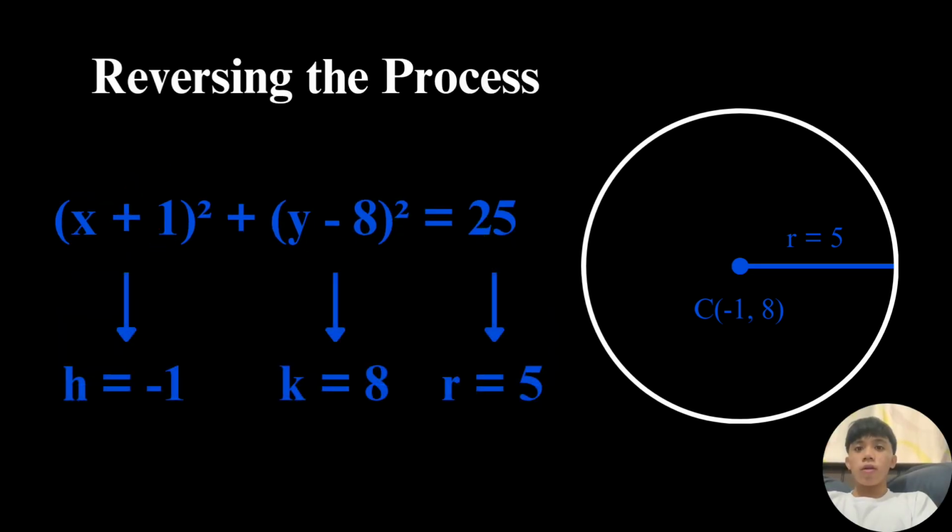Using the standard equation, once again, we can see that by just inverting the signs, we have found the location of the circle center, (h, k), and by finding the square root of r squared, we get the circle's radius.